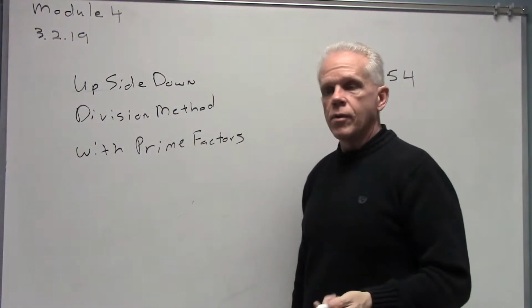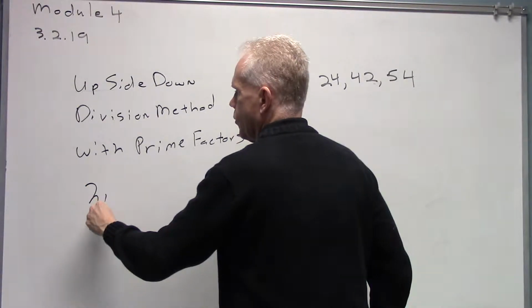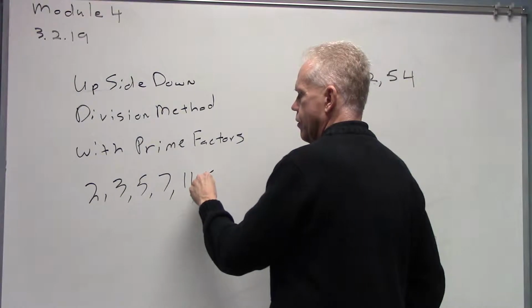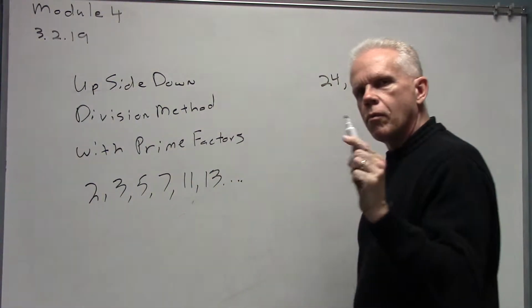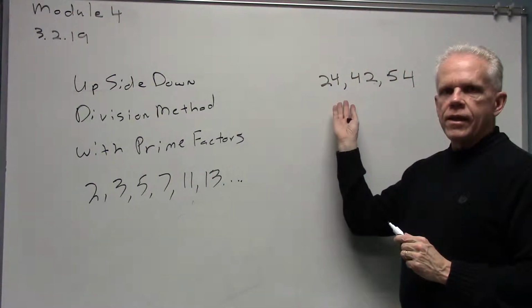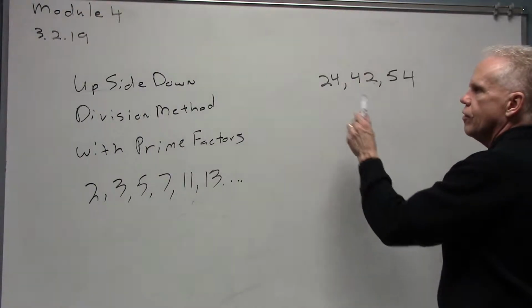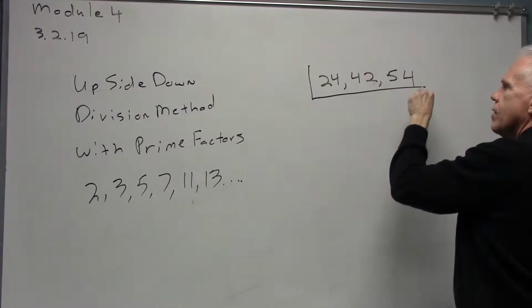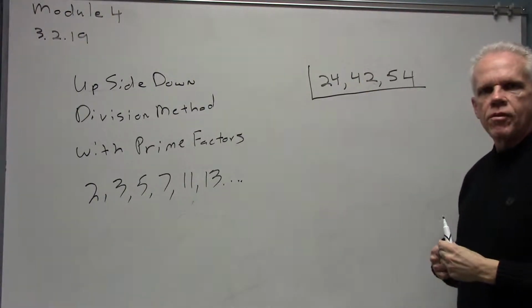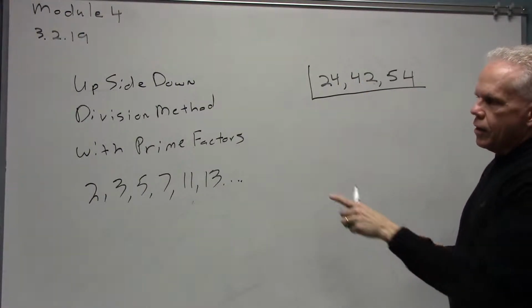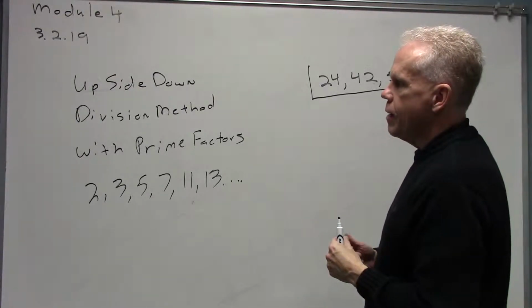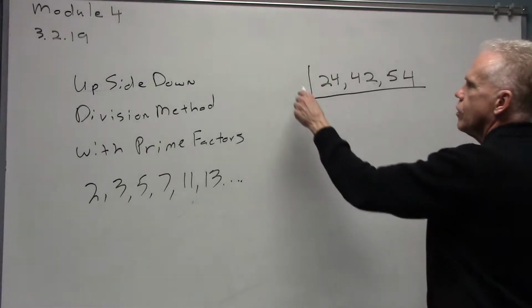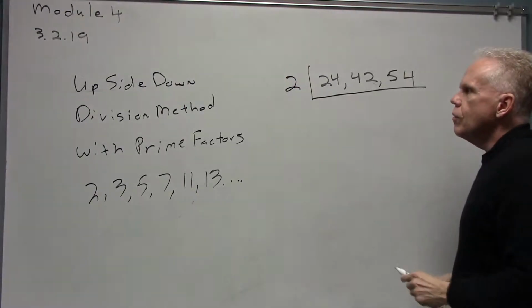Okay, remember the prime numbers, by the way, that we're going to work with are 2, 3, 5, 7, 11, 13, and so on. So what we'll do is we'll use the upside down division method on these numbers to find the least common multiple. We'll use that method on all three numbers at the same time. And so we're going to start by taking our smallest prime number, 2, and seeing if it'll go into any of these. Well, it so happens 2 will go into all of them, so we'll put a 2 here.